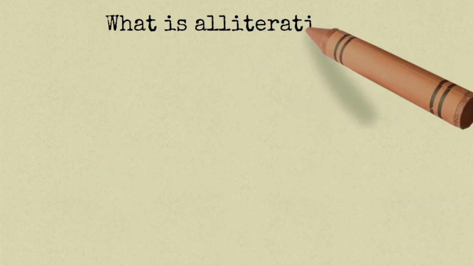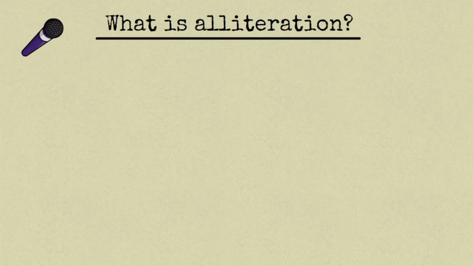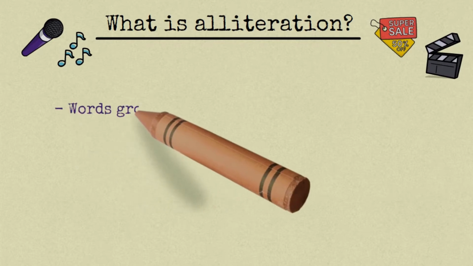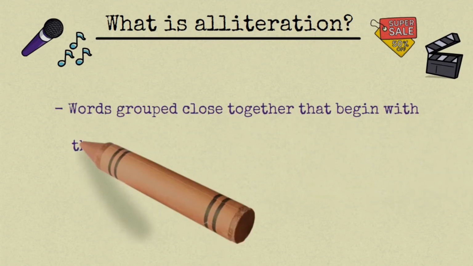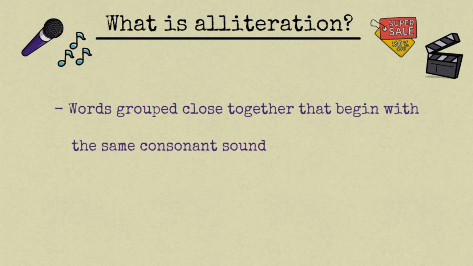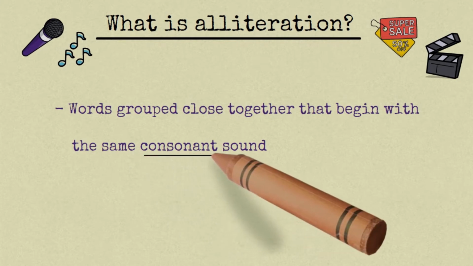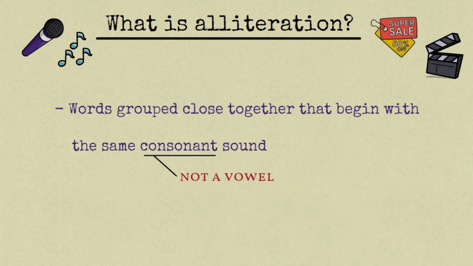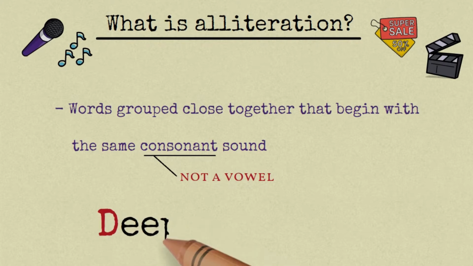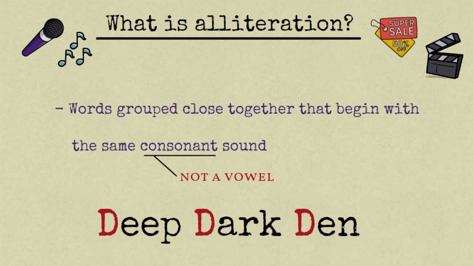Alliteration is very common, not only in literature, but in popular culture, music, advertising, and more. Alliteration happens when words grouped close together begin with the same sound, usually a consonant sound. A consonant is a letter of the alphabet that is not a vowel. So for instance, the phrase, deep dark den, repeats the d sound at the beginning of each word.